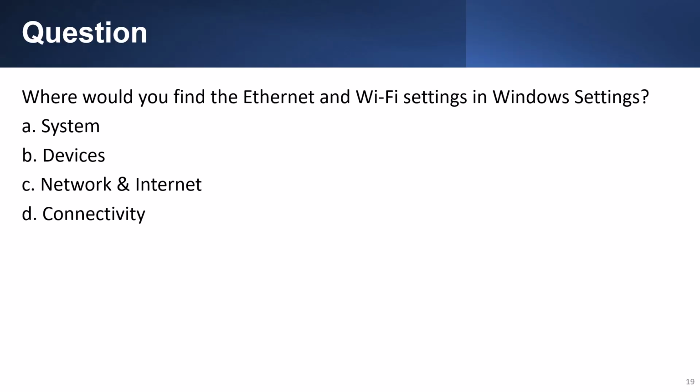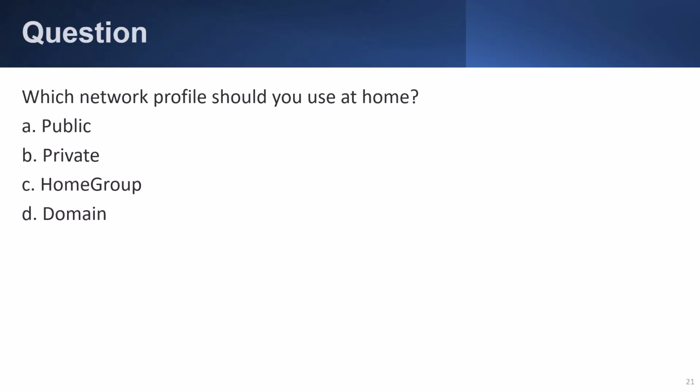Question: where will we define the Ethernet and Wi-Fi settings in Windows Settings? Answer: network and internet. Question: which network profile should you use at home? Answer: private.